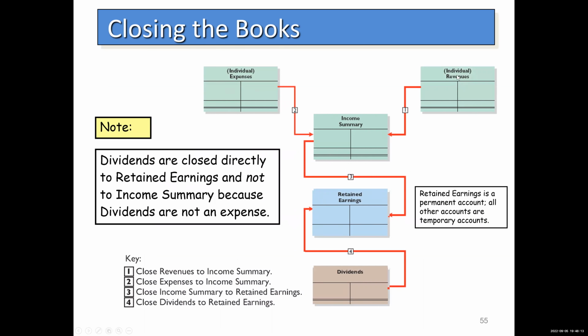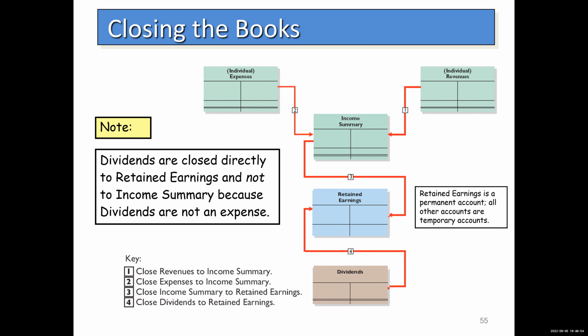What you're going to do is you're going to close your revenues first into income summary. Then you're going to close all your expenses into income summary. So now all your revenues and expenses will be zero, and they're all in income summary. Now, the net of revenues and expenses is net income. So basically, income summary holds the net income. Then we're going to transfer that net income into retained earnings. And finally, we're going to transfer the dividends into retained earnings. And that's how it works.